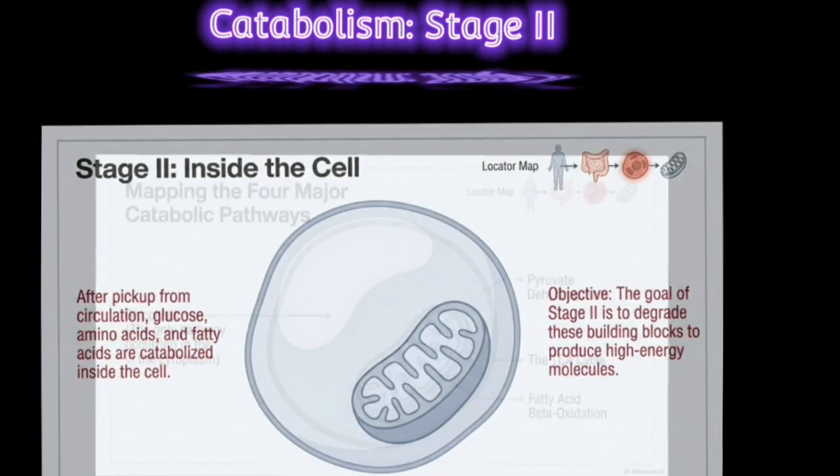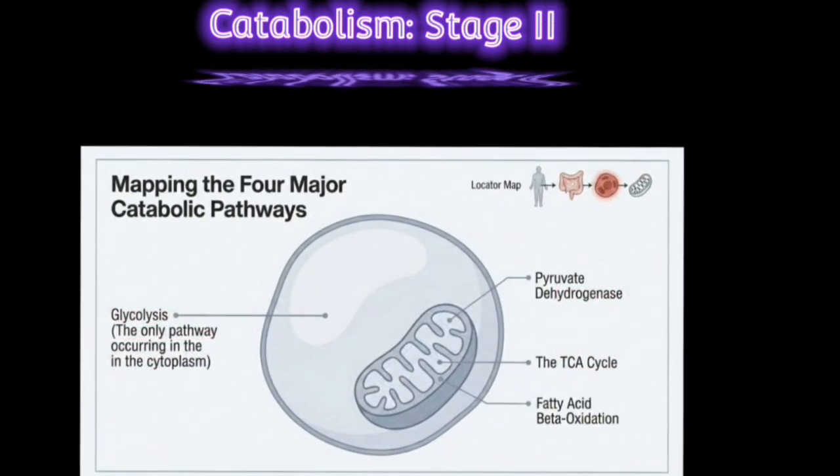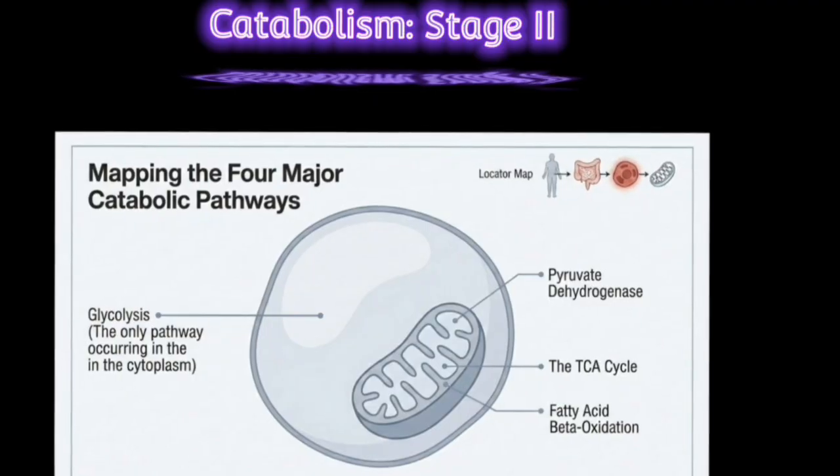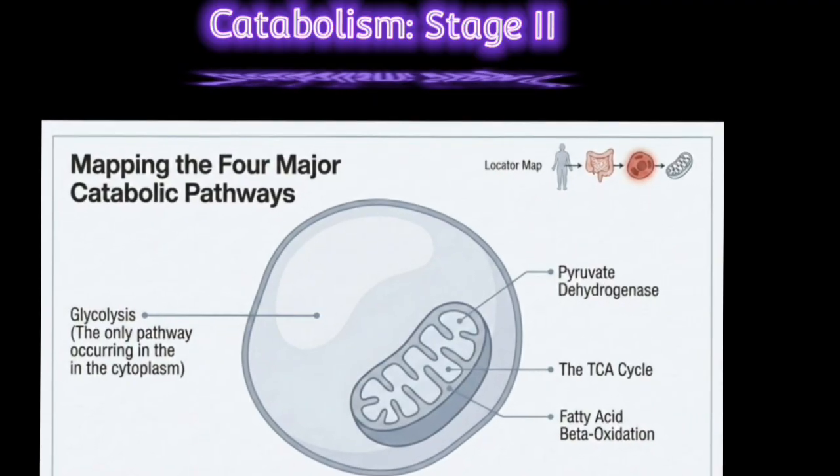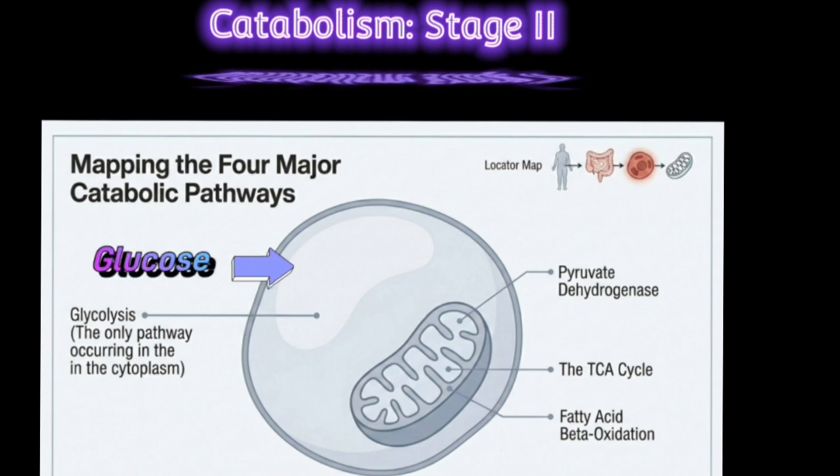We've got 4 major pathways to talk about. Glycolysis, pyruvate dehydrogenase, the TCA cycle, and beta-oxidation. And only one of those is happening out in the lobby of the cell, the cytoplasm. That's glycolysis. It's an incredibly ancient pathway. It's happening in the cytosol, and it's handling that glucose we absorbed earlier.